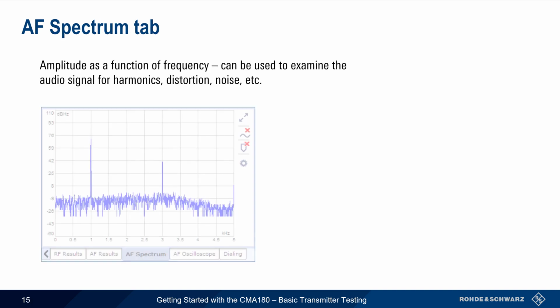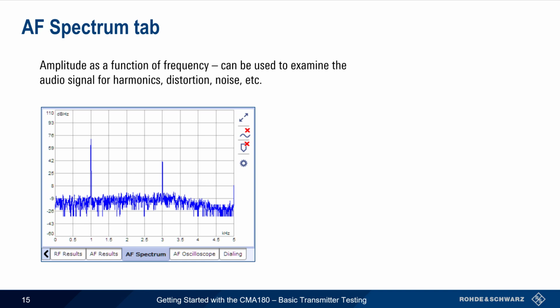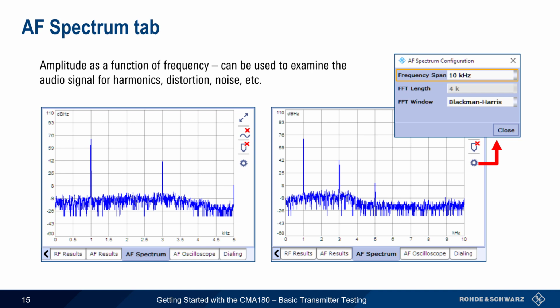The AF Spectrum tab shows amplitude as a function of frequency, and this can be useful when examining the received audio signal for harmonics, distortion, noise, etc. The small configuration icon can be used to change the frequency span and/or to select a different type of FFT window if needed.